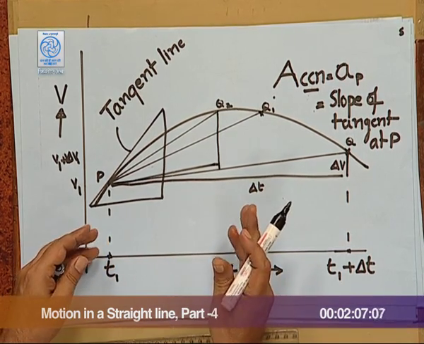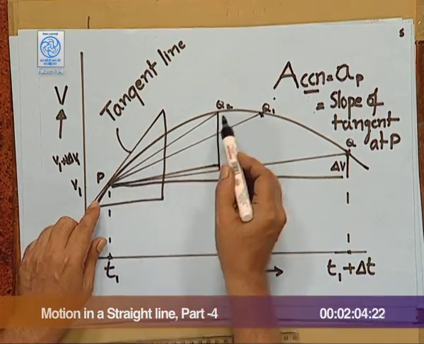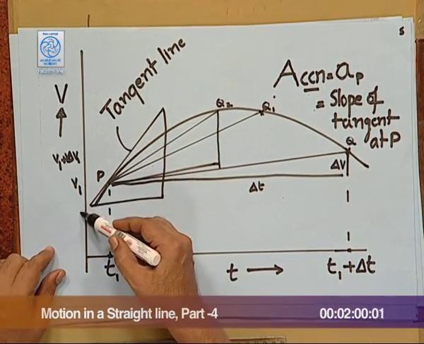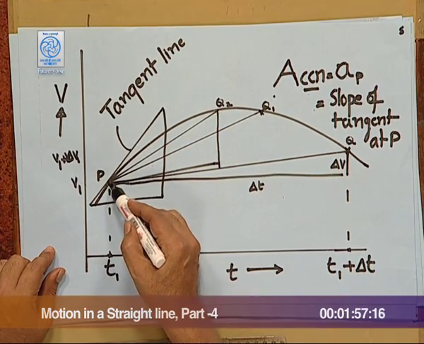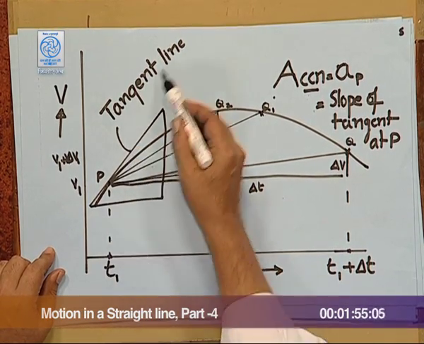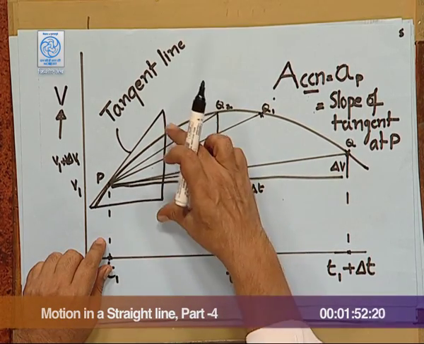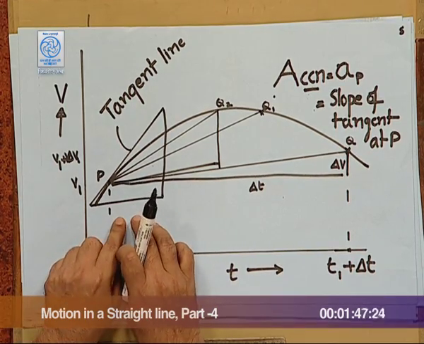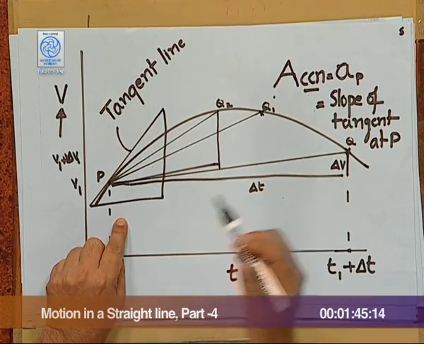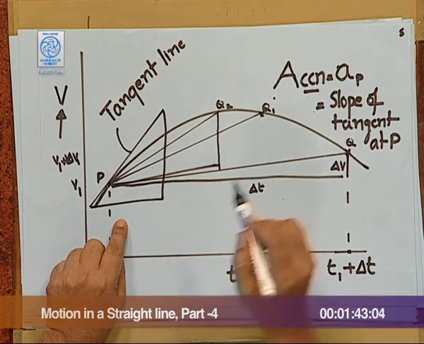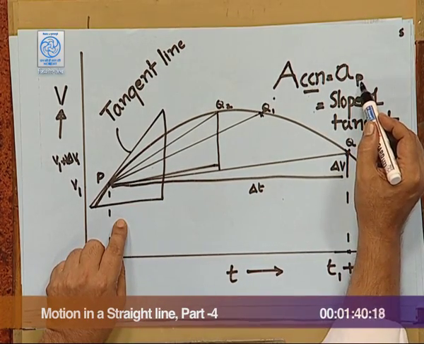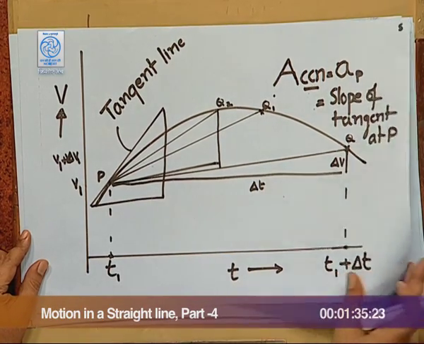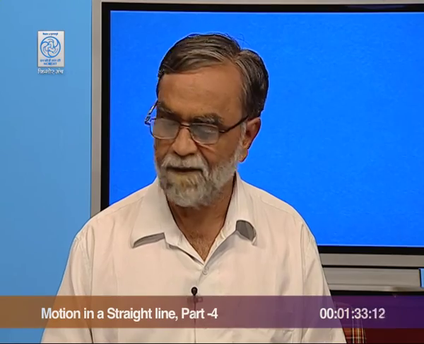It means if the point Q comes very close to this point P, then you get a tangent to this curve at point P. The slope of the tangent line, that is the height to the base formed by the tangent line, is called the instantaneous acceleration at point P. So, instantaneous acceleration at point P is the slope of the tangent line at P. That is how the instantaneous acceleration is defined.